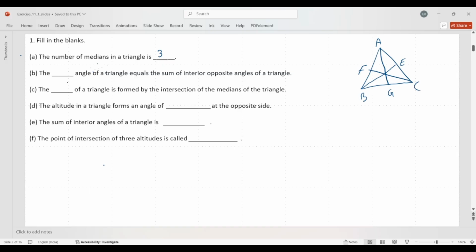Now we will check B. The exterior angle of a triangle equals the sum of interior opposite angles of a triangle. So this is an exterior angle property. So when we have a triangle, okay, and one exterior angle, suppose ABC, and this BC side is produced to D here, and we got this angle here. So that means angle ACD is an exterior angle.